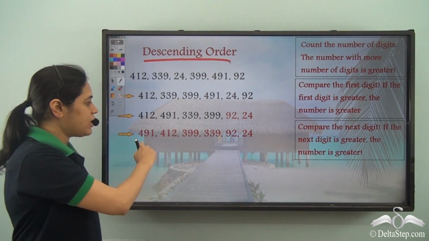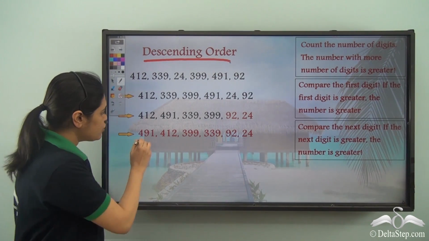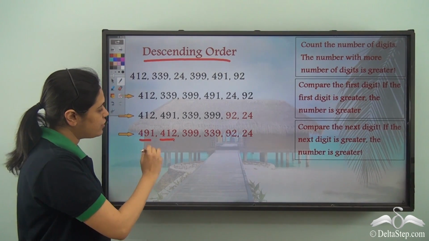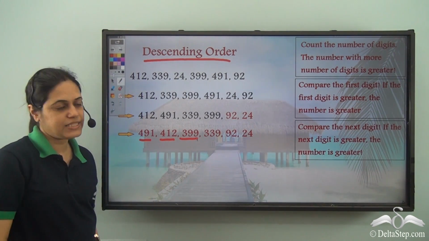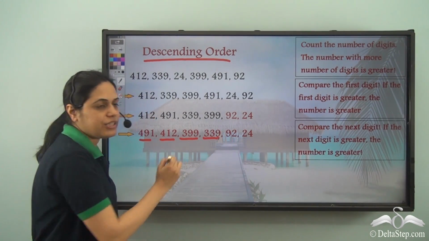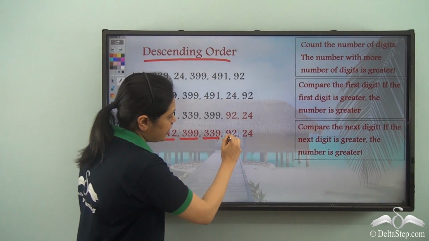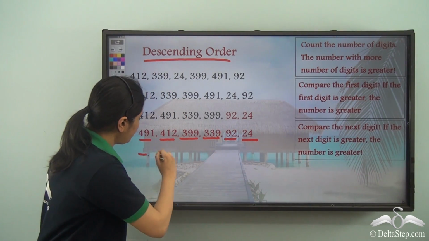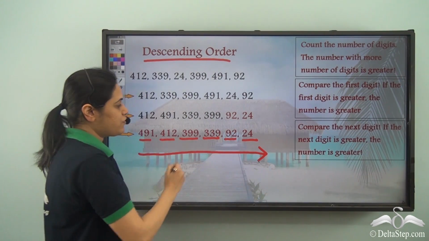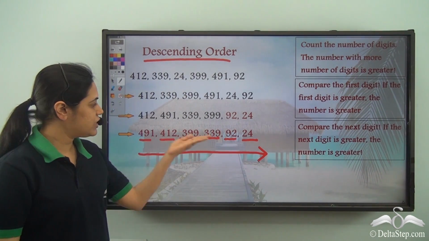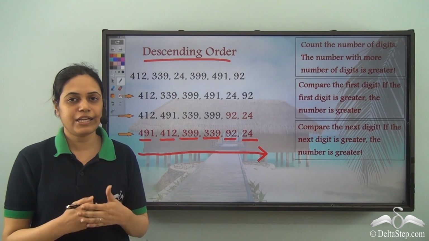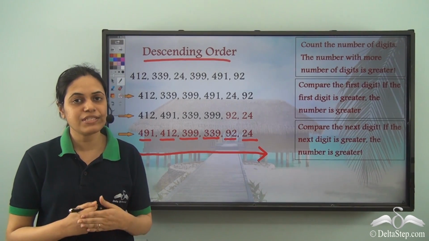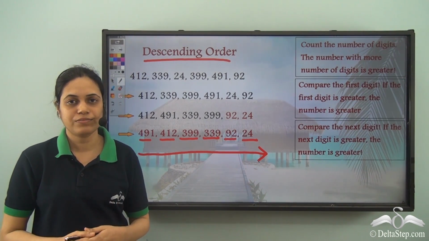That is from the largest to the smallest number. So 491 is greater than 412. 412 is greater than 399, which is greater than 339. 339 is greater than 92 and 92 is greater than 24. So the numbers decrease as we move towards right. So these are the numbers arranged in descending order. So this is how, using these tricks, you can arrange a given set of numbers in descending order.